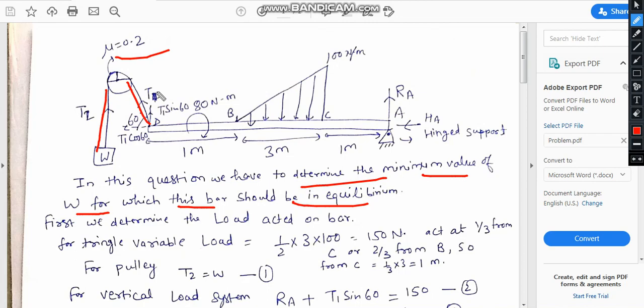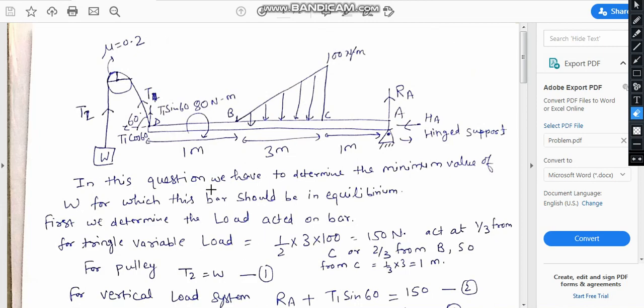One more thing: this T1 should be greater than T2, because if T1 is greater, then this will keep this bar in equilibrium. Otherwise, if T2 is higher, then this bar will go upward. That's why T1 should be higher. So we first calculate T1, and thereafter we calculate the value of T2, which is equal to W.